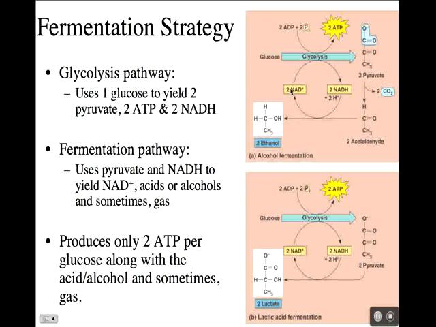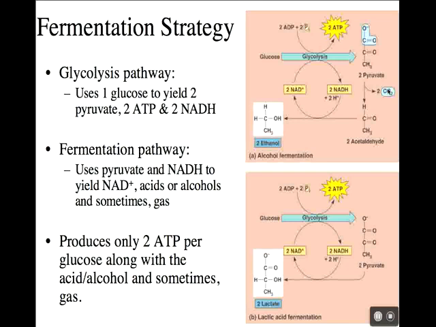So there's two different kinds of fermentation, an alcohol fermentation and an acid fermentation. They both do the same thing, slightly different outcomes. They take the pyruvate, they turn it into either an alcohol or into an acid, and they also oxidize NADH back into NAD. Sometimes there is a gas that's released during fermentation. Sometimes there's not gas during fermentation. So that's a little bit variable too.